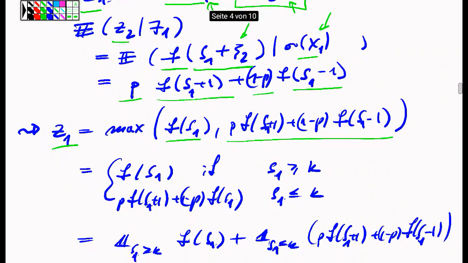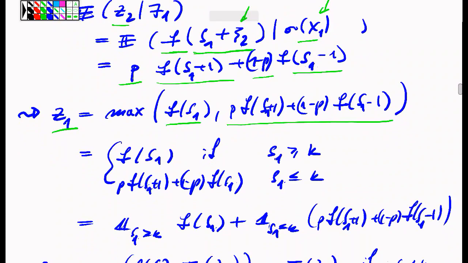If you evaluate these numbers, it's a little bit of work to consider different cases, but you will convince yourself easily that the maximum of these two numbers, if p is less than a half, is f of S1 if S1 is greater or equal to k. So let me say it again. That's the payoff function here.